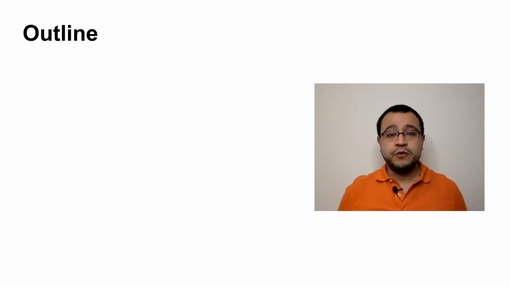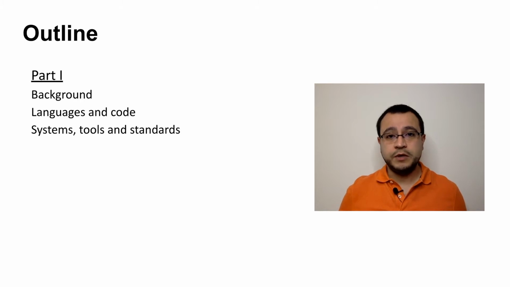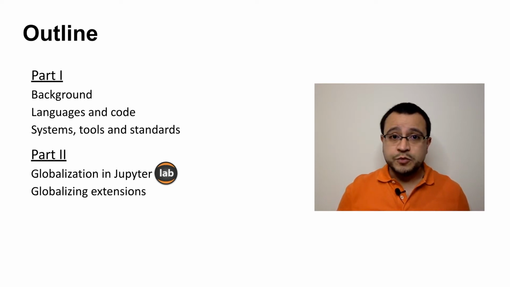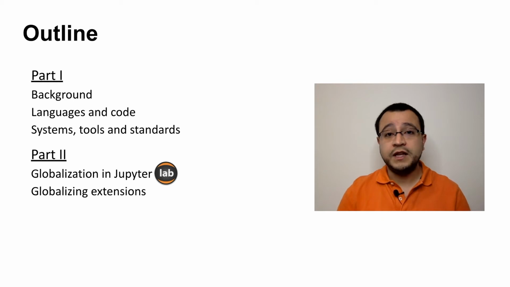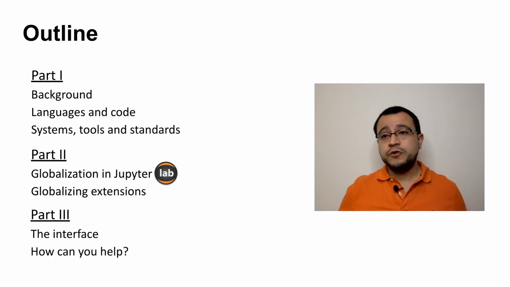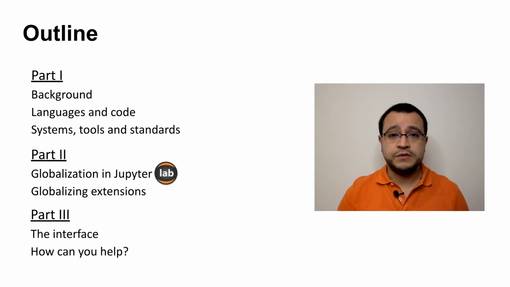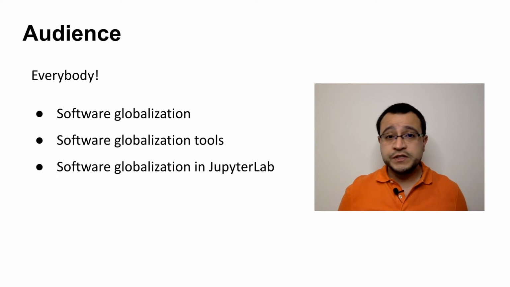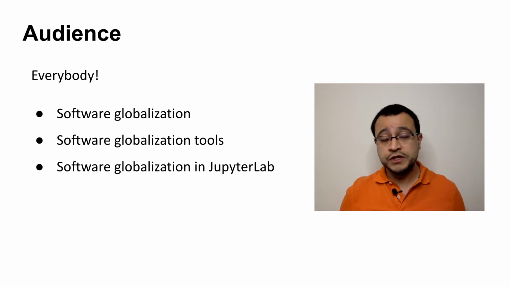For the presentation today, we're going to have three parts. In the first part, we're going to talk a bit about the background, some definitions, language and code, and how the different systems, tools, and standards interact. In the second part, we're going to talk about globalization in Project JupyterLab and how you can globalize your extensions. Next, we're going to talk about the interface, and I'm going to give you a small demo. And finally, I'm going to tell you how you can help the project and the different languages. This presentation is targeted at anyone who wants to learn about globalization in general, about globalization tools, and how it is applied to JupyterLab. So let's begin.